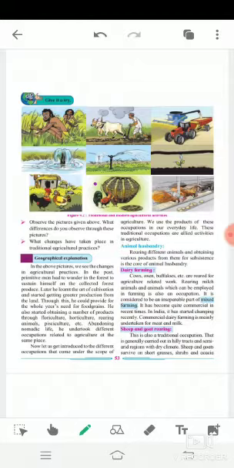Means dairy farming: cows, oxen, buffaloes, etc. are reared for agriculture related work. Rearing milch animals and animals which can be employed in farming is also an occupation. It is considered to be an inseparable part of mixed farming. It has become quite commercial in recent times. In India, it has started changing recently. Commercial dairy farming is mainly undertaken for meat and milk. Now, dairy farming means cows, oxen, buffaloes, etc. are reared for agriculture related work.